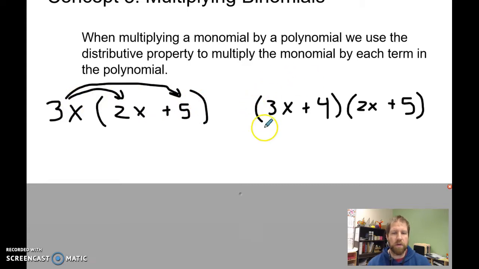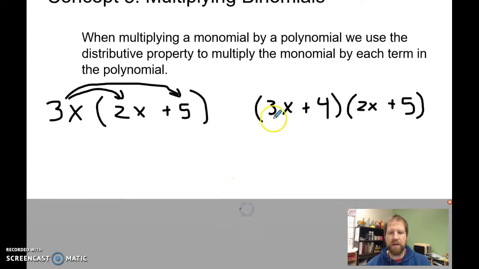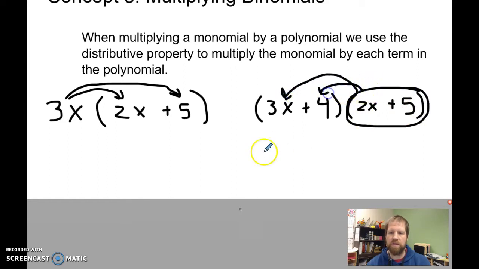When we start multiplying binomials by each other, now we're in a little bit of a different situation because we have more than one term here, right? We don't have just 3x times a polynomial with a number of terms in the parentheses. Now we've got 2, okay? So what we kind of do is we take this whole polynomial and we multiply it by each term, okay, the whole thing by each of these.